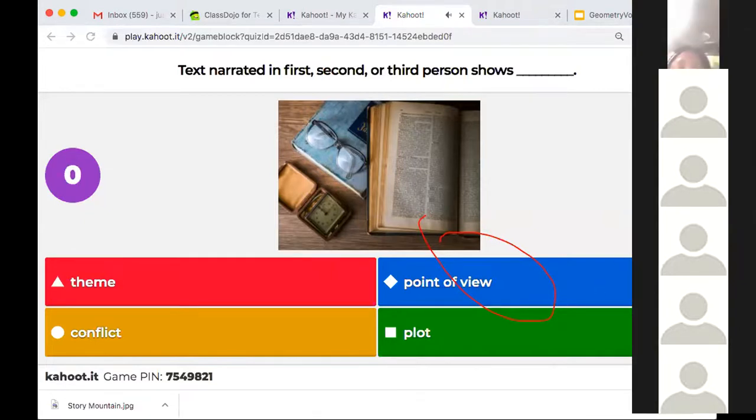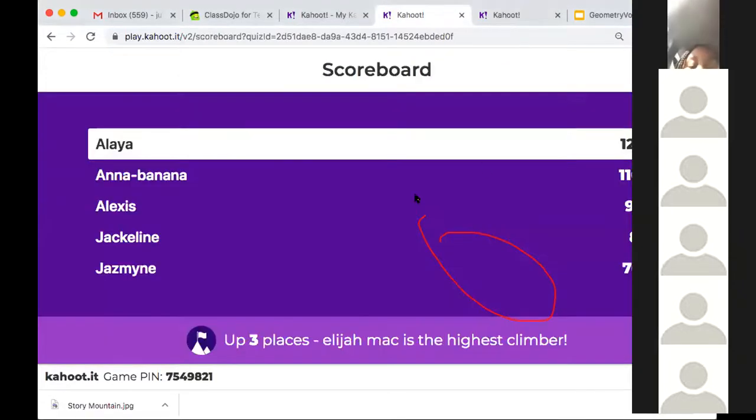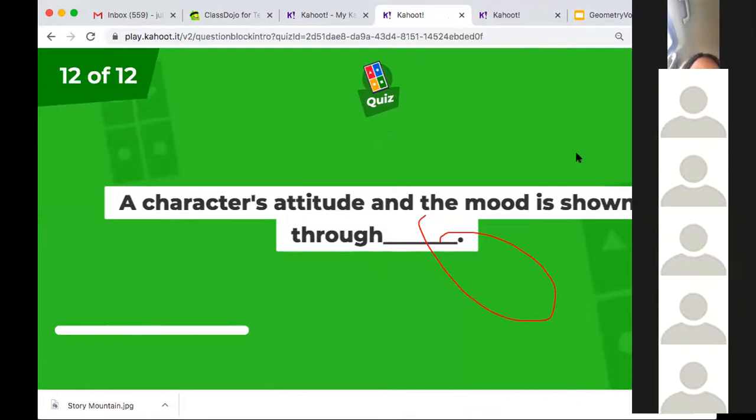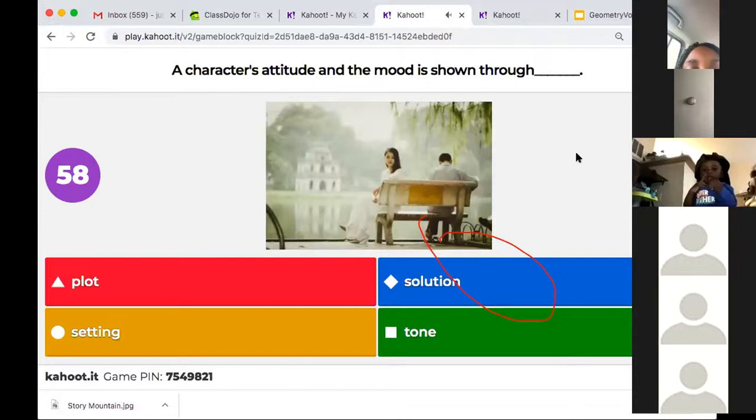All right, I can't tell if everyone's, there we go. Good, point of view, yes. Is someone inside the story telling, or is a narrator or someone outside the story telling what's happening? Ooh, Jasmine, you jumped way up there. Alexis too. All right, this is it. A character's attitude and the mood is shown through what?